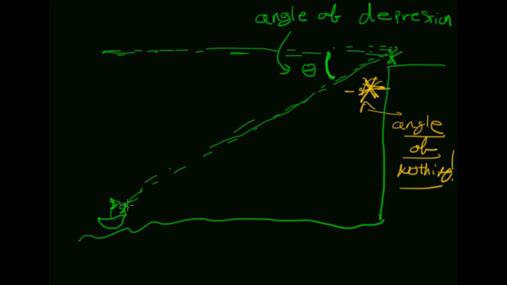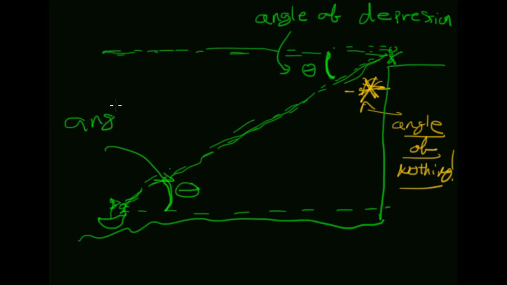Now, the guy on the boat has an angle of elevation. So his horizontal up to the guy on the top of the cliff, we'll also call that theta, is an angle of elevation. There we go. Okay, so looking down from horizontal is an angle of depression. Looking up from horizontal is an angle of elevation.